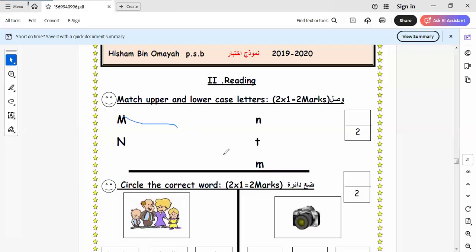The lowercase of letter M will be this one. The lowercase of letter N, this one. Let's go to another question here.